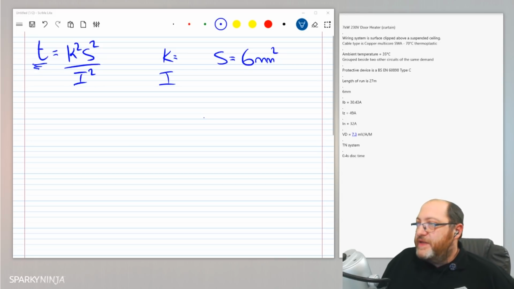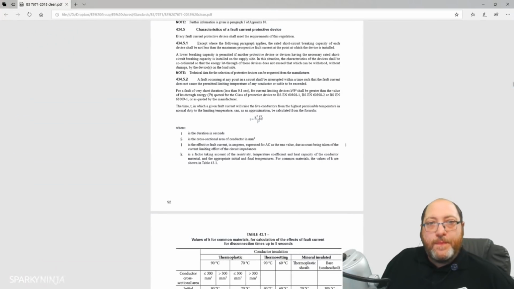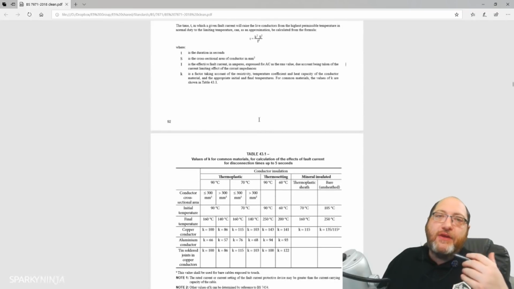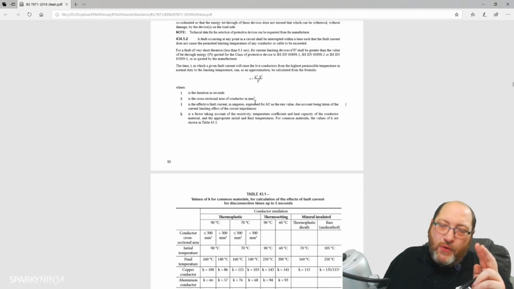If you're looking at the appendices, then fine. But let's get to that. Overcurrent, fault current. So it's introduced here. There's the formula. And the K is taken from here. Now in your exam, you may be given all the information and just be asked to put it into the formula, or you may be asked to find the factor for K. That's about all they do with this.